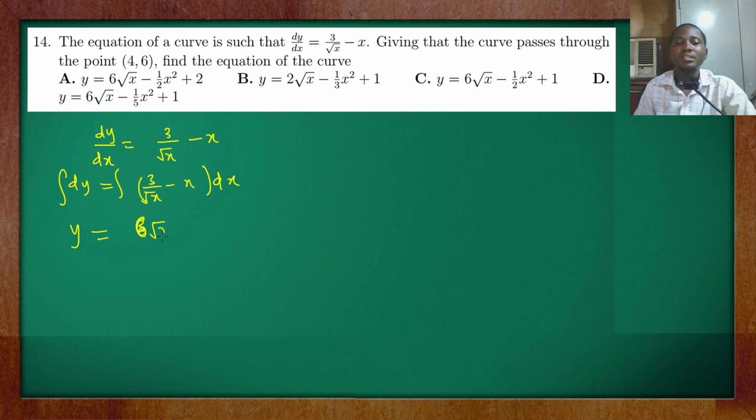square root of x. Okay, because if you integrate 1 over square root of x, it will give you 2 root x, since you know that this can be written as x raised to power minus 1 over 2. And if you add 1 to this, you have 1 over 2. That means this can still be written as 2 root x.